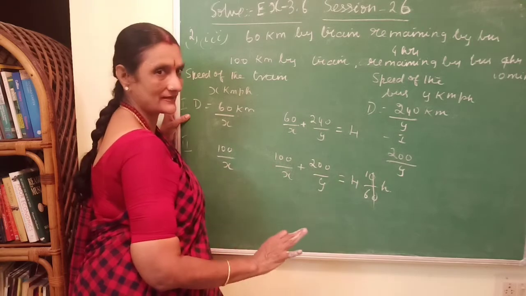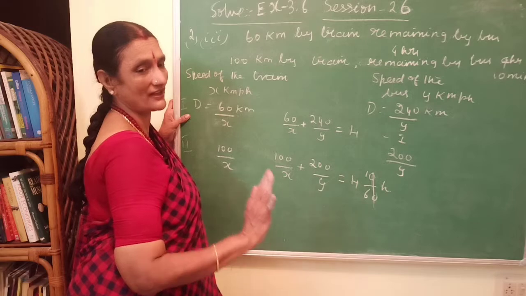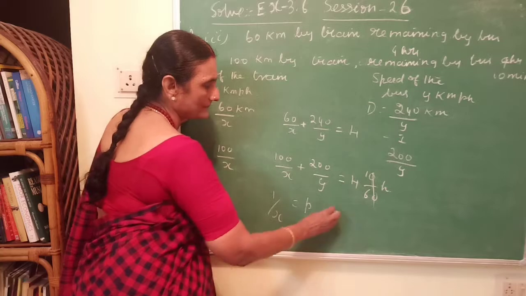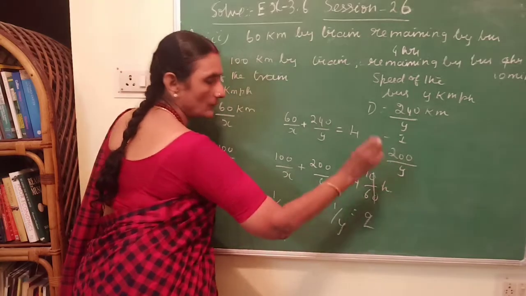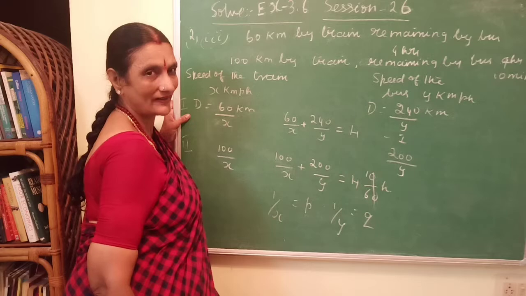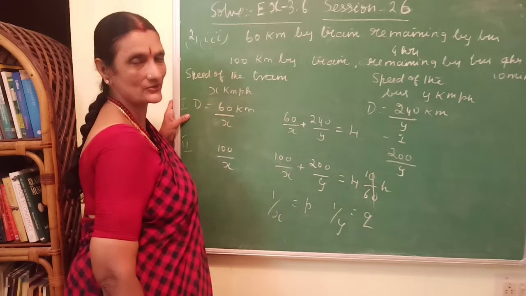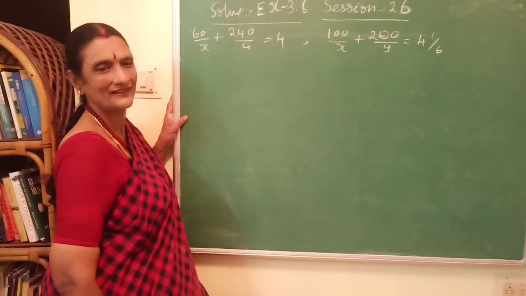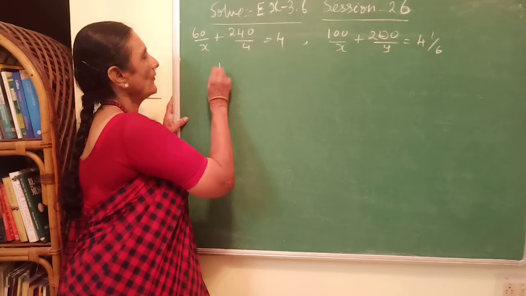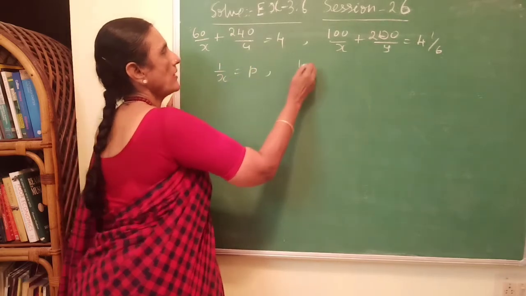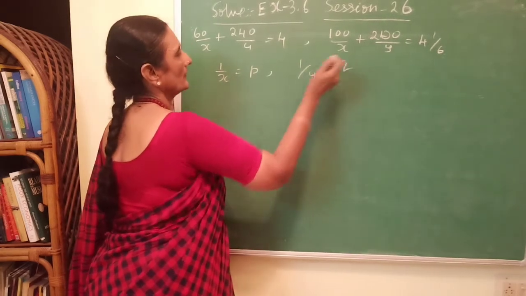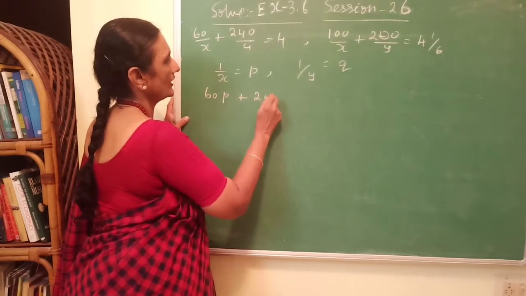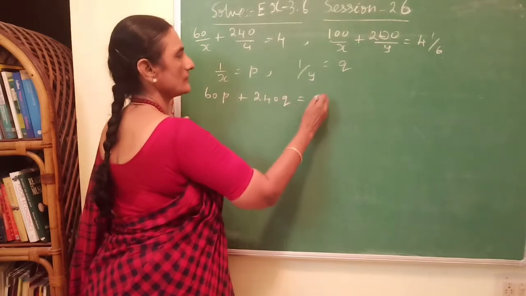Okay. Before that, there is a very simple substitution that you have to do. What is it? We have to take 1 by x is equal to some p, 1 by y is equal to some q. You have to write it like that. You are already aware of it. That is what we are going to do in this sum. This sum can be easily solved by a simple substitution. So you will get 60p plus 240q is equal to 4.